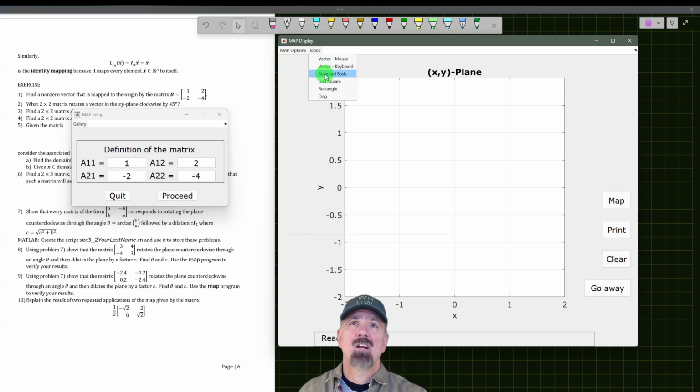I can show you another icon, the standard basis vectors. These are the standard basis vectors we can map. And we can see the mapping is over here. Let's do map one more time. We can see that everything has gone off of our scale.